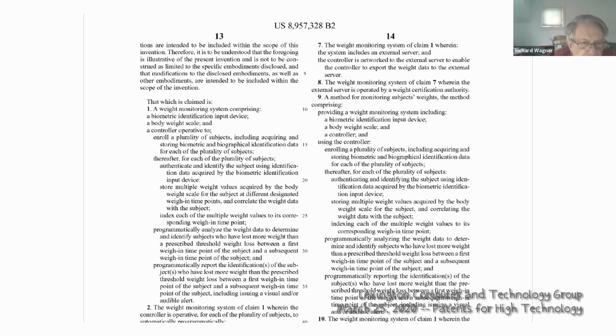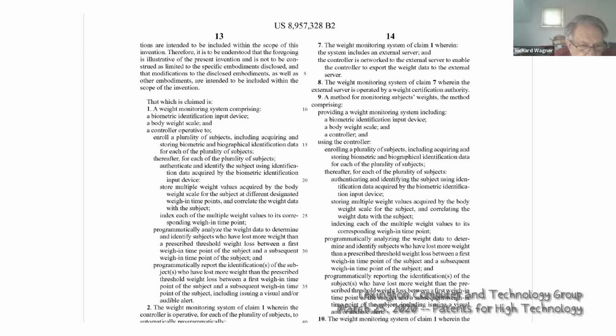Thereafter, for each of the plurality of subjects, authenticate and identify the subject using identification data acquired by the biometric identification input device, store multiple weight values acquired by the body weight scale for the subject at different designated weigh-in time points, and correlate the weight data with the subject. Index each of the multiple weight values to its corresponding weigh-in time point.